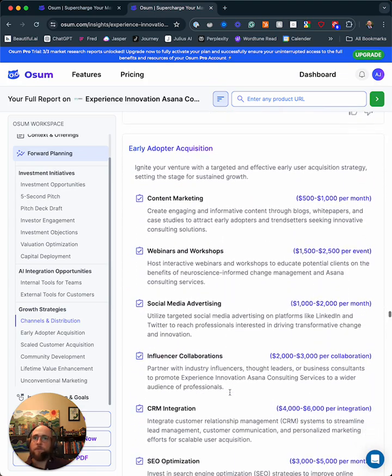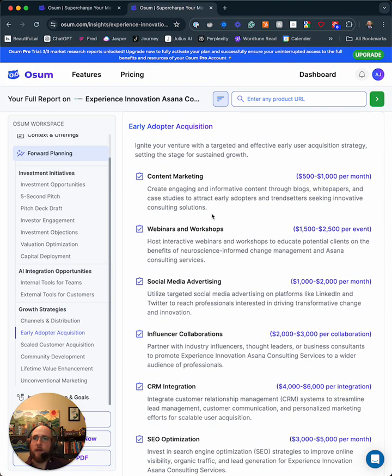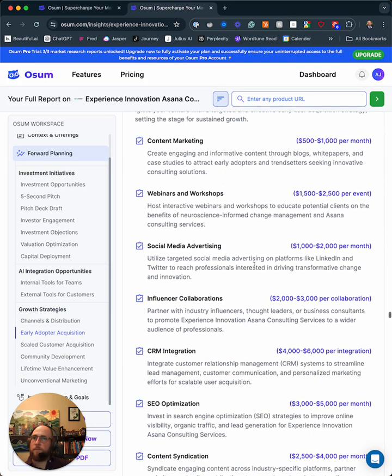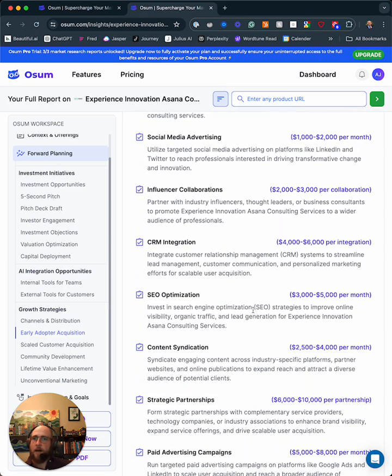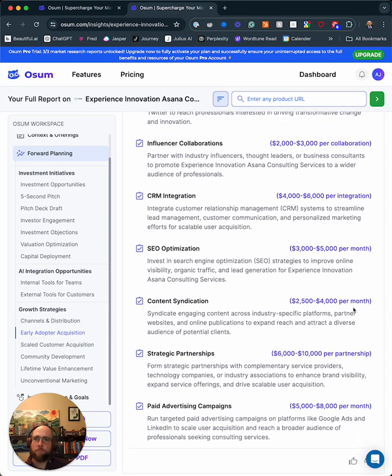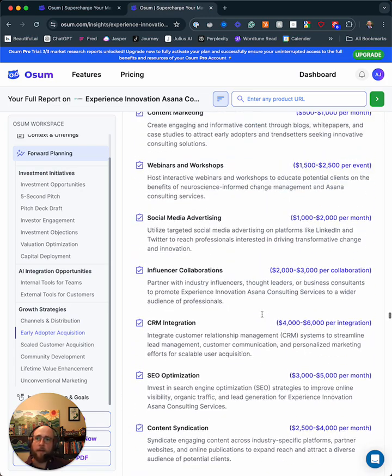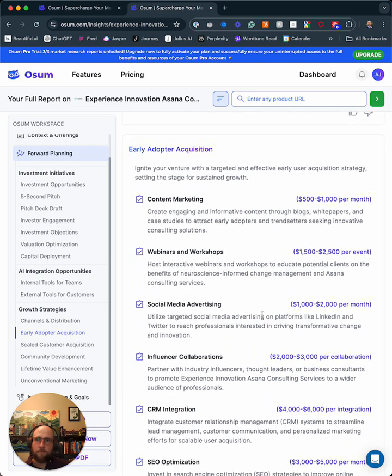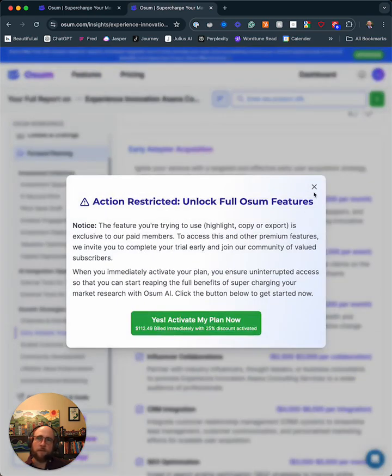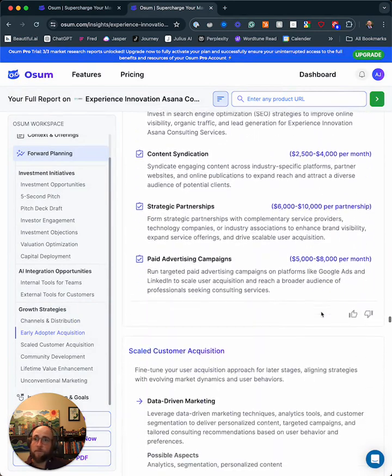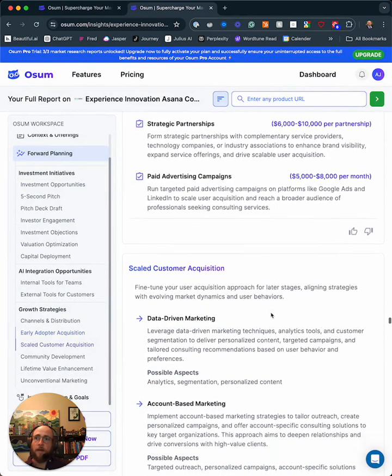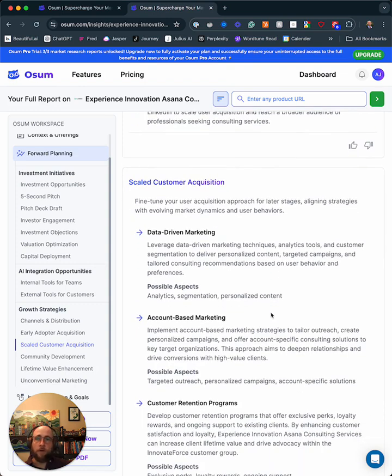So then looking at early adopter acquisition, I see some of the different marketing ideas that are coming up, as well as potential price points presented for each option. I don't mind it. Again, none of it is overly creative, overly unique, but at the same time, not terrible. And also thinking about the budgets for some of this stuff, $1,000 to $2,000 a month for LinkedIn, probably not going to go too far. So the team at Osum, maybe something to look at, just being more aligned with current market valuations.